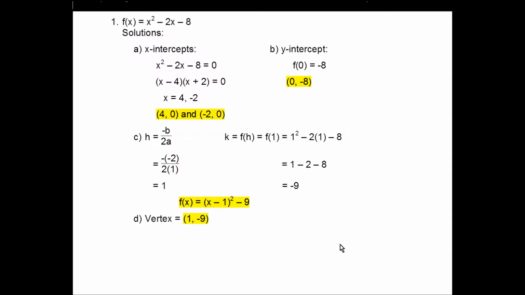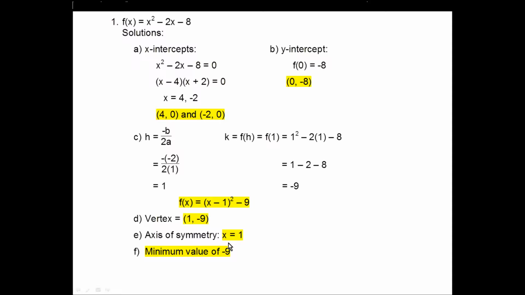Remember, part D was the vertex. Remember, the vertex is (h, k). So the vertex is 1, negative 9. E was the axis of symmetry. Remember, it's x equals h. So it's x equals 1. Don't forget the x equals part. Part F was the maximum or minimum value. My coefficient of x squared is positive, so the parabola opens up. So I have a minimum value of k, a minimum value of negative 9.